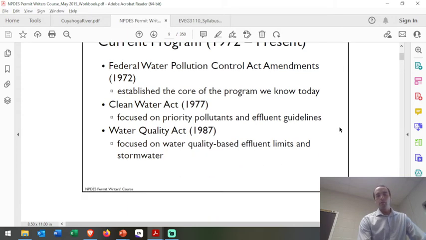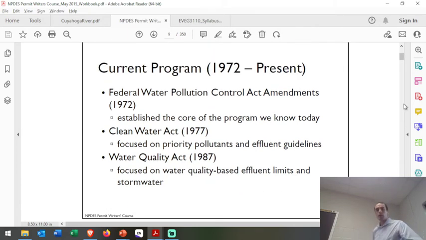And so in 1972, we got the Federal Water Pollution Control Act. So kind of amending those things and putting forth something that was legally tenable or constitutional or whatnot. So that kind of was the core of what we have today. Later added the Clean Water Act in 1977 and the Water Quality Act in 1987. Those would first start prioritizing pollutants and effluent guidelines in 1977, and then in 87, those water quality-based effluent limits, and adding the stormwater control. Okay, so those were the two things that were added then.